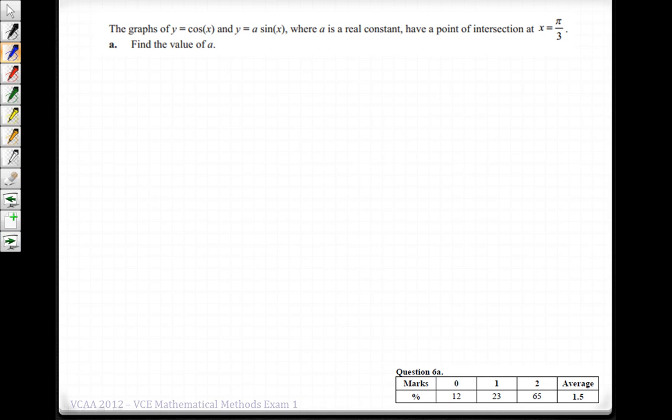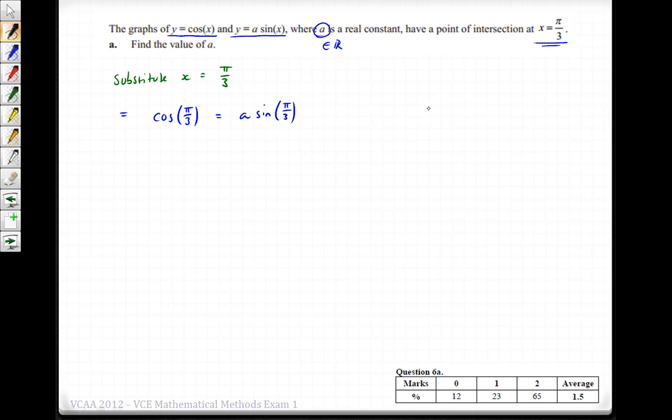Okay, so question 6 gives you the graphs of y equals cos x and y equals a sine x. And they tell you that a is a real constant, so a is an element of the real numbers, and it gives a point of intersection x equals pi on 3. Find the value of a. So if we just substitute in x equals pi on 3, we're going to find cos of pi on 3 equals a sine of pi on 3.